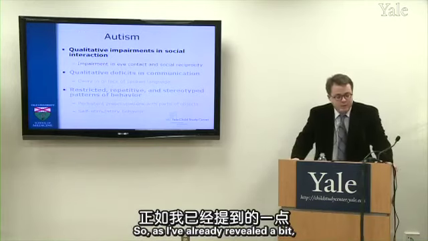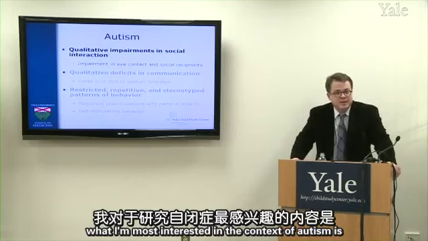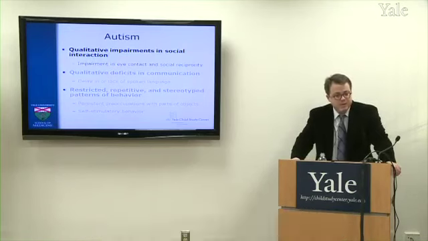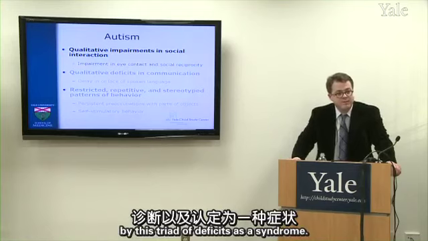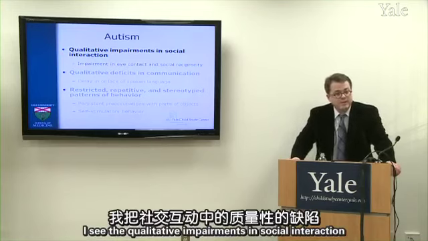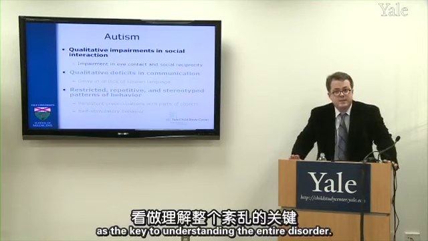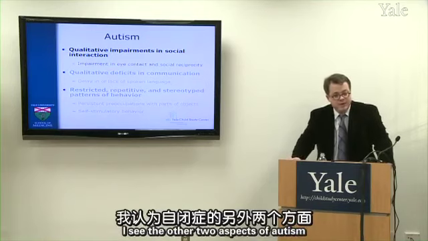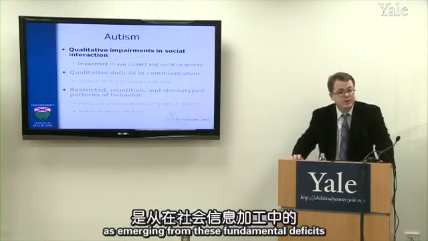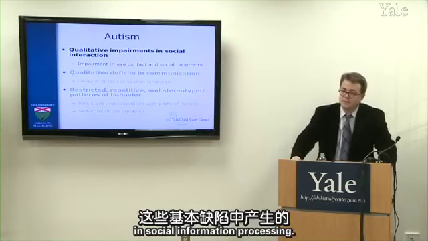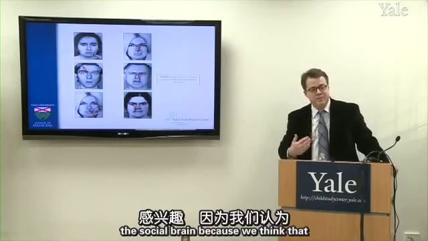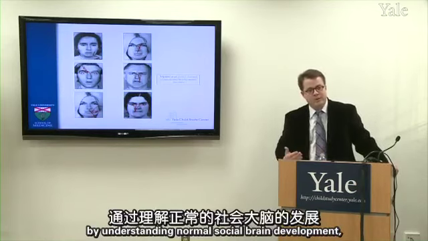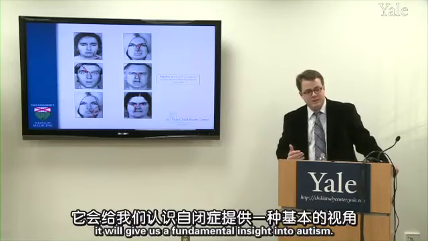So, as I've already revealed a bit, what I'm most interested in, in the context of autism, is the qualitative impairments in social interaction. By now you've already learned that autism is diagnosed and identified by this triad of deficits as a syndrome. I see the qualitative impairments in social interaction as the key to understanding the entire disorder. I see the other two aspects of autism as emerging from these fundamental deficits in social information processing. And so that's why we're interested in the social brain, because we think that by understanding normal social brain development, it'll give us a fundamental insight into autism.